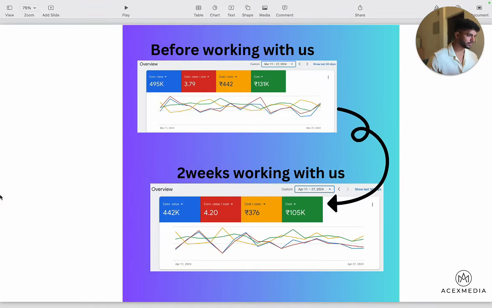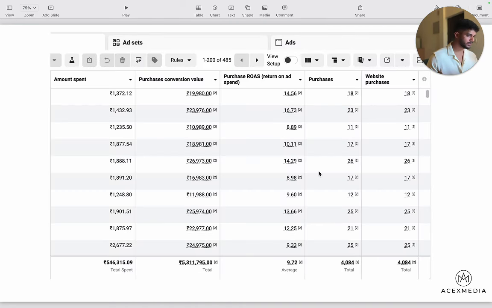For example, with this client here, just in 2 weeks of working together, we scaled them from a 3x ROAS to a 4.2x ROAS. And again, this client here, before working with us, they used to run the ads themselves and he didn't have the time to scale it further. He was getting good results, but he couldn't take it to the next level.